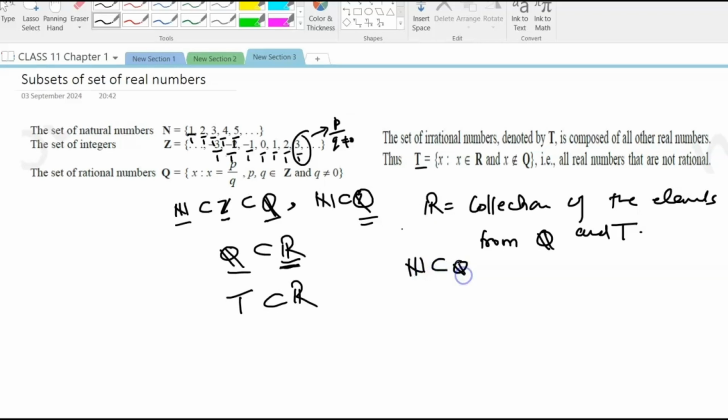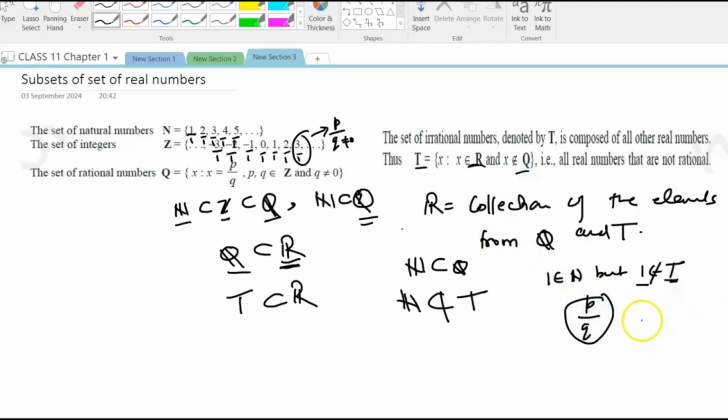Now N is a subset of Q, meaning all natural numbers are rational numbers. But N is not a subset of the set of irrational numbers. Why? Because 1 belongs to N, right? But 1 does not belong to T because 1 is not an irrational number. An irrational number is something that is a real number and not rational, or you can say that you cannot write it in the form of P by Q, or you can say that this is a non-terminating, non-repeating decimal number. So 1, you can write in the form of 1 by 1, and therefore 1 is not an irrational number. So N is not a subset of the irrational numbers.